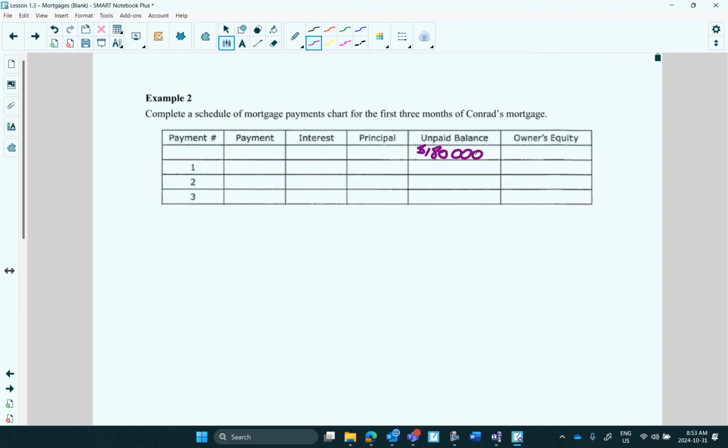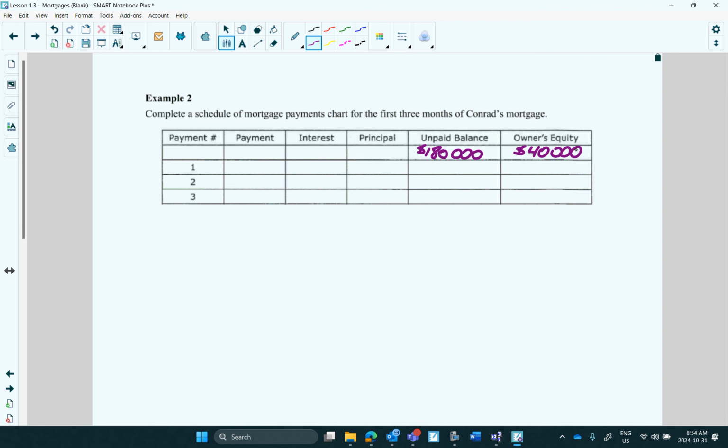Remember what I said about owner's equity? That's the value he has in his home right now. How much value does he have in his home right now? No, that's what he has to pay back. But did he make a down payment? $40,000. So of the $220,000, because he put $40,000 in, that's his equity right now. As this goes down, this is gonna go up. Because as he keeps paying and paying and paying, his value in the house will go up.